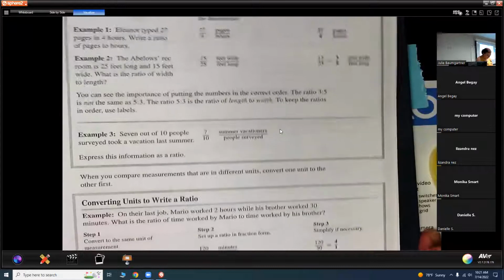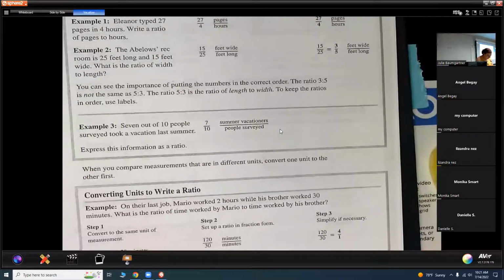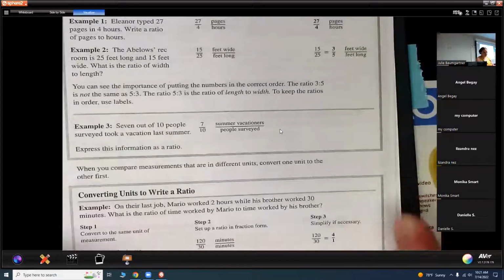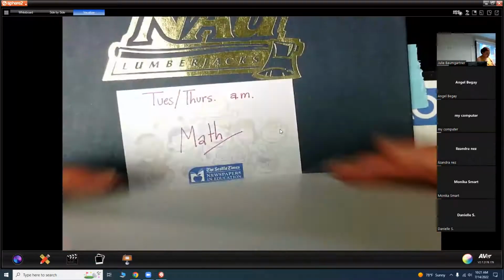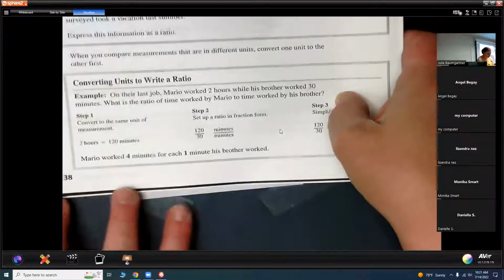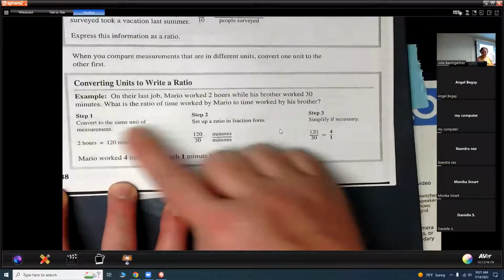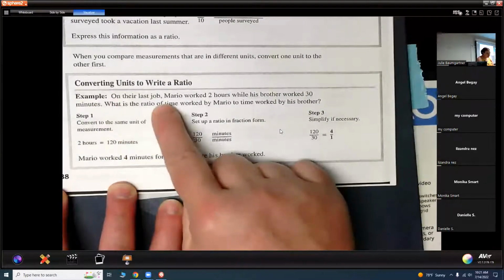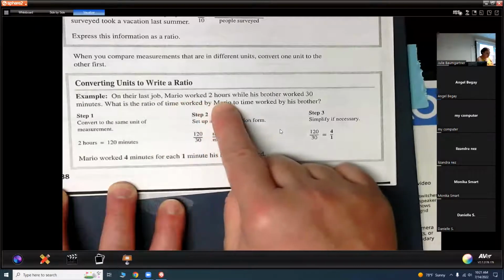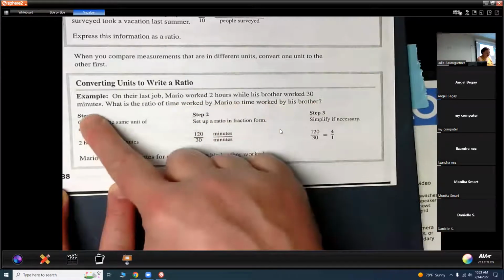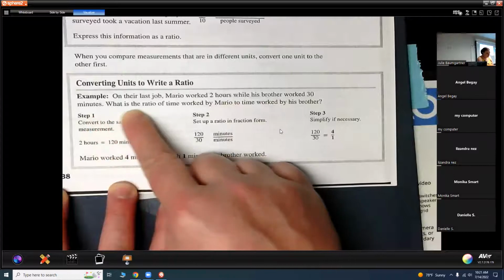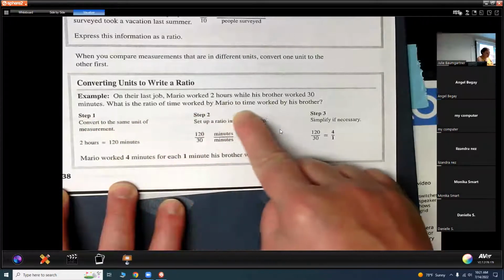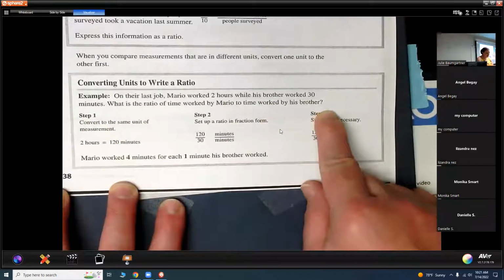So, all right, so here's another way that we use ratios, and we'll probably see this on the test. So we can use ratios to convert units. Okay. On their last job, Mario worked 2 hours while his brother worked 30 minutes. Wow, what a lazy brother. What is the ratio of time worked by Mario to the time worked by his brother, right?